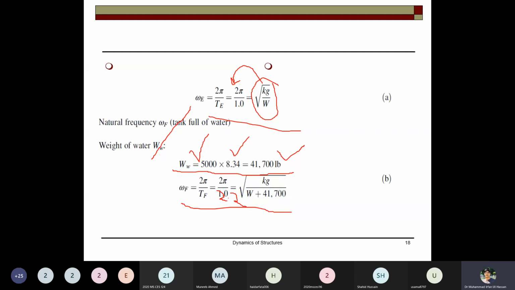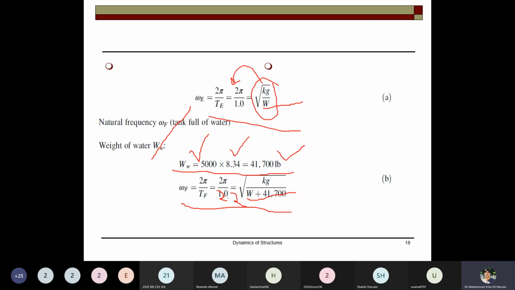So 2.2, and then you solve the equation for k and g, because now the weight is not the same. When the tank is empty, the tank weight is W. Now the water is added, so the weight will become W plus 41,700. The weight will change.